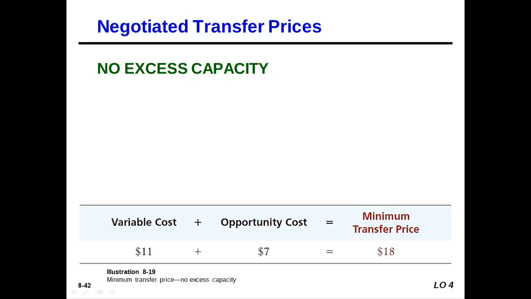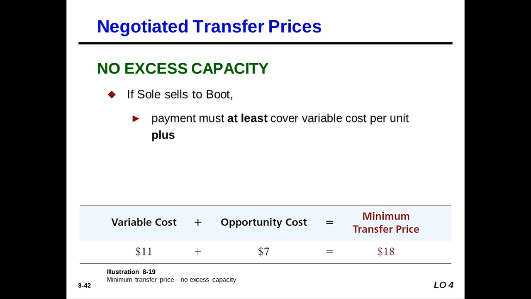The sole division has no excess capacity and produces and sells 80,000 units to outside customers. Therefore, the sole division must receive from the boot division a payment that will at least cover its variable cost per sole plus its lost contribution margin per sole. This lost contribution margin is often referred to as opportunity cost.